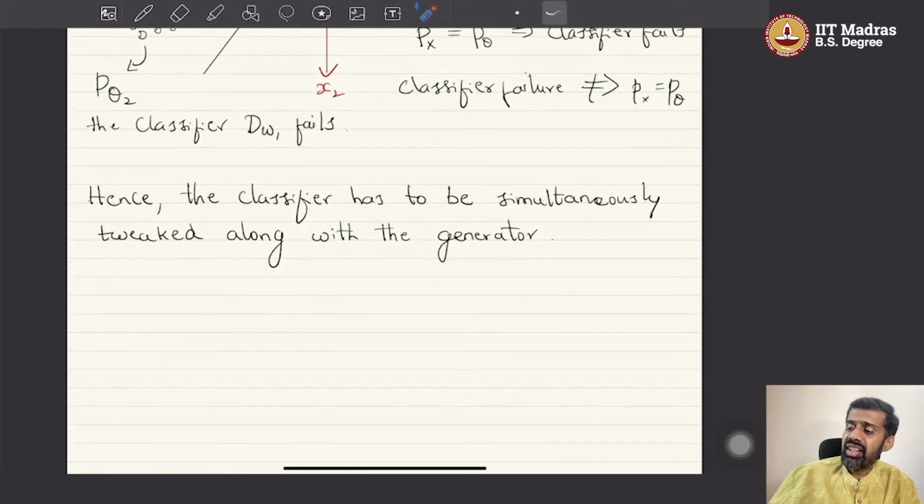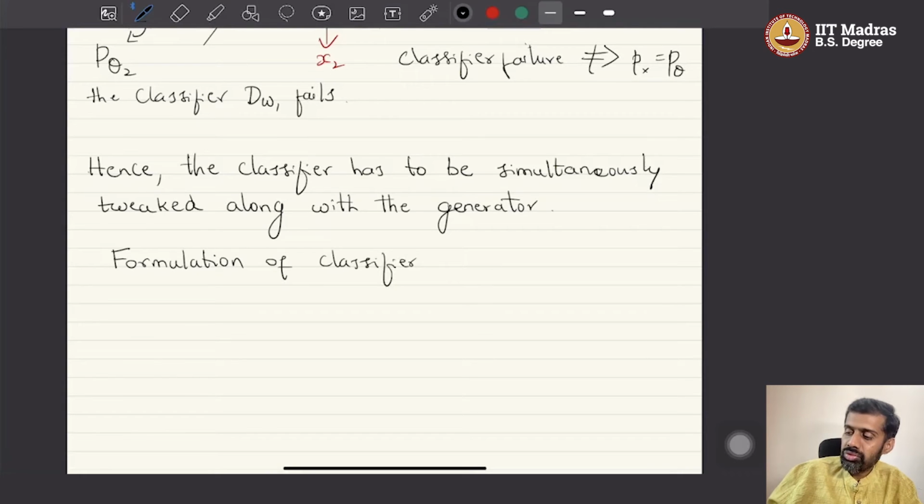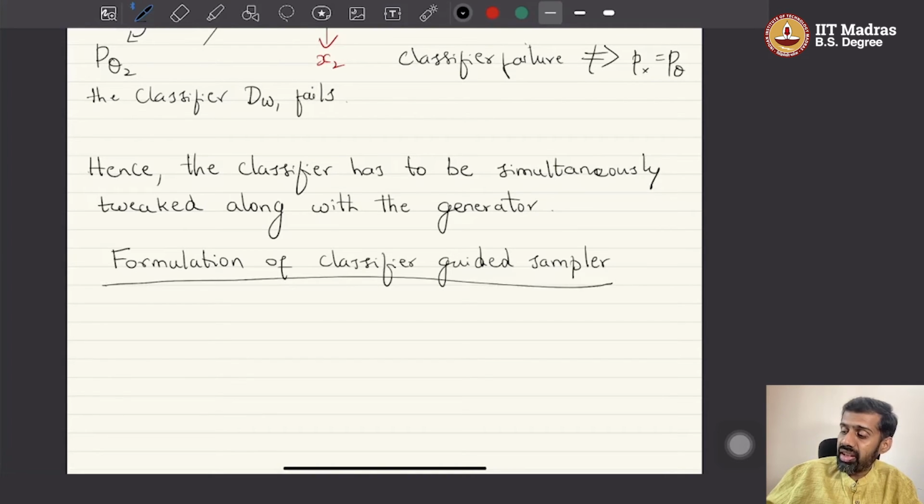However, the idea here is that in the classifier guided interpretation for a GAN, we are not keeping the classifier fixed, but we are also retraining the classifier simultaneously along with the generator. So that is the idea. Now with all this, let us formulate the cost function with this interpretation. So we are formulating a classifier guided generative sampler.